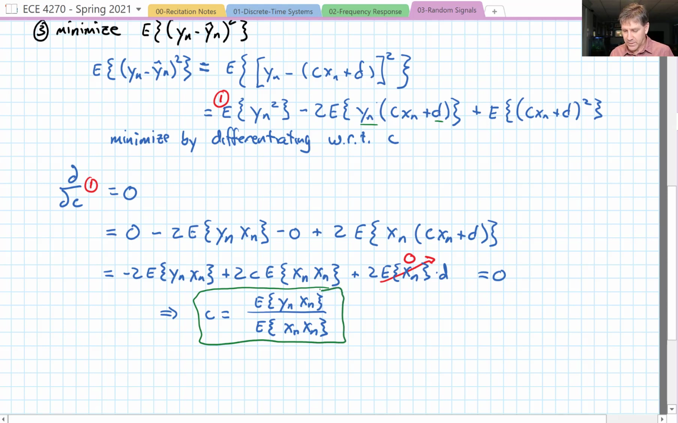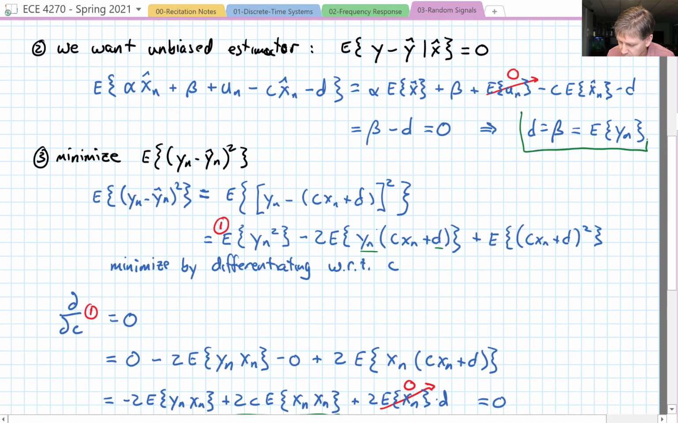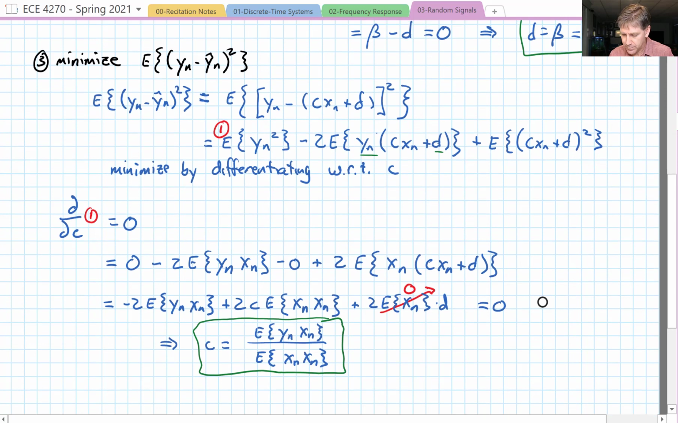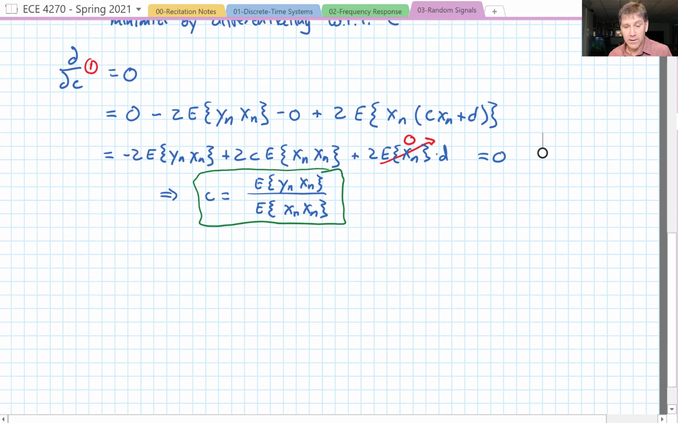Okay, so now we have a value for d. d is equal to beta, which we find from the expected value of y. And c is equal to the expected value of y times x divided by the expected value of x times x. And we have our minimizer. But let's close the loop on this. So far we haven't explicitly found alpha. Turns out we don't need to.